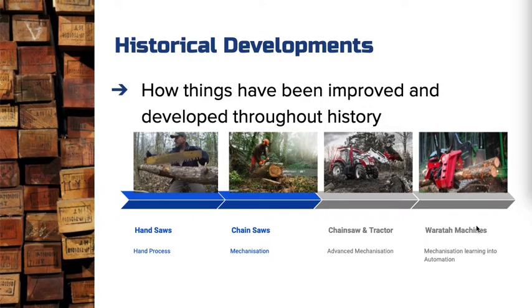So if we think about there being 3 main steps in historical developments, our first step is hand processes, where the human does it by hand. The second is machine or mechanization, where the human does it with the use of a machine. And the third is automation, where the machine does it without really needing the human at all.